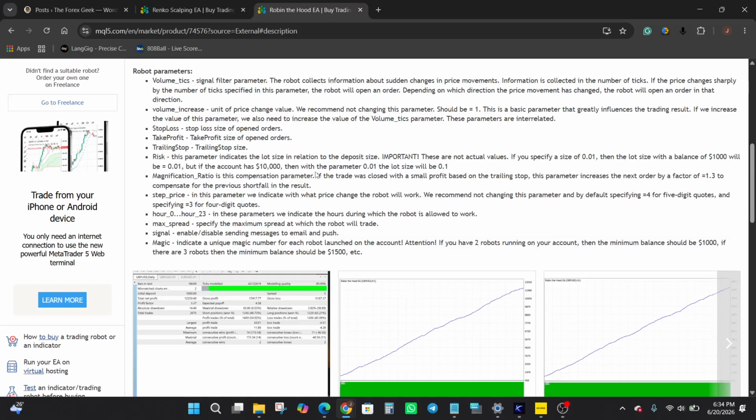Users can also configure maximum spread limits, trading hours from hour 0 through hour 23, and notification settings and unique magic numbers for managing multiple EA instances on the same account. Now let us transition into the backtesting section.